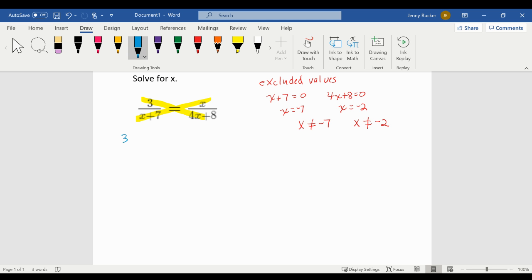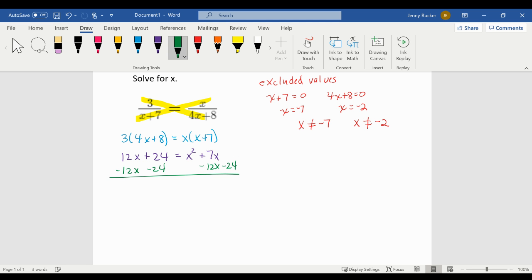Here we have 3 times 4x plus 8 equals x times x plus 7. Now we'll distribute. That'll be 12x plus 24 is equal to x squared plus 7x. Since it's a quadratic equation, we need to set it equal to 0. Let's subtract 12x and subtract 24. That'll keep our coefficient of x squared, that number in front, as a positive. So we'll subtract 12x and subtract 24.